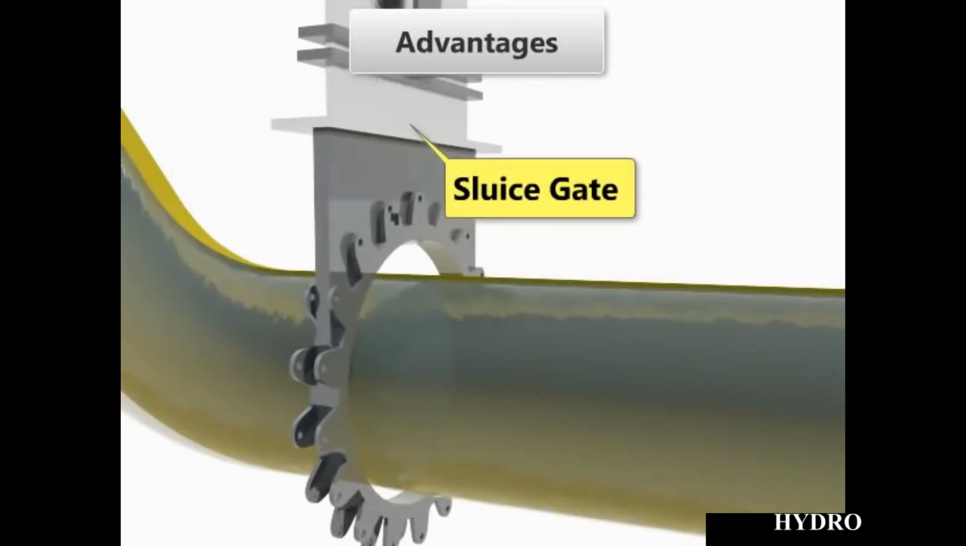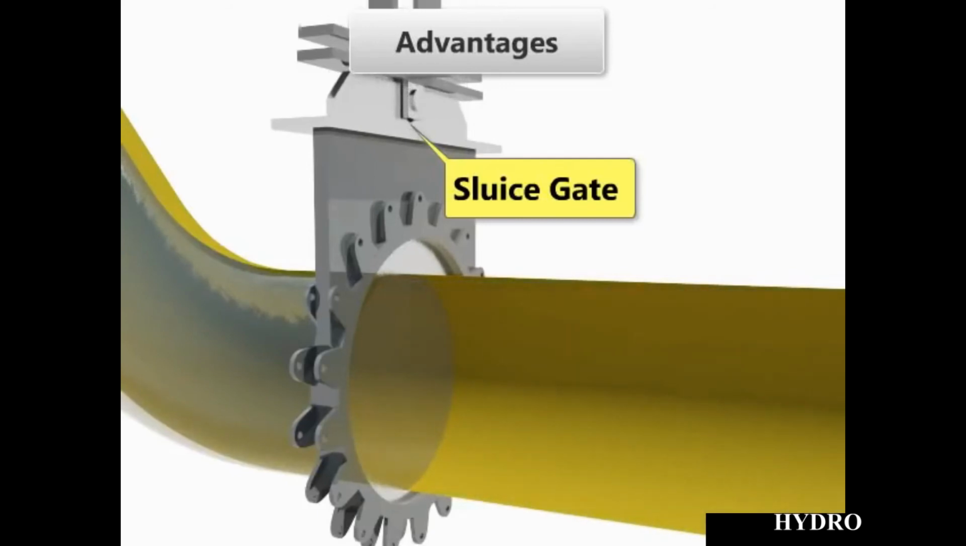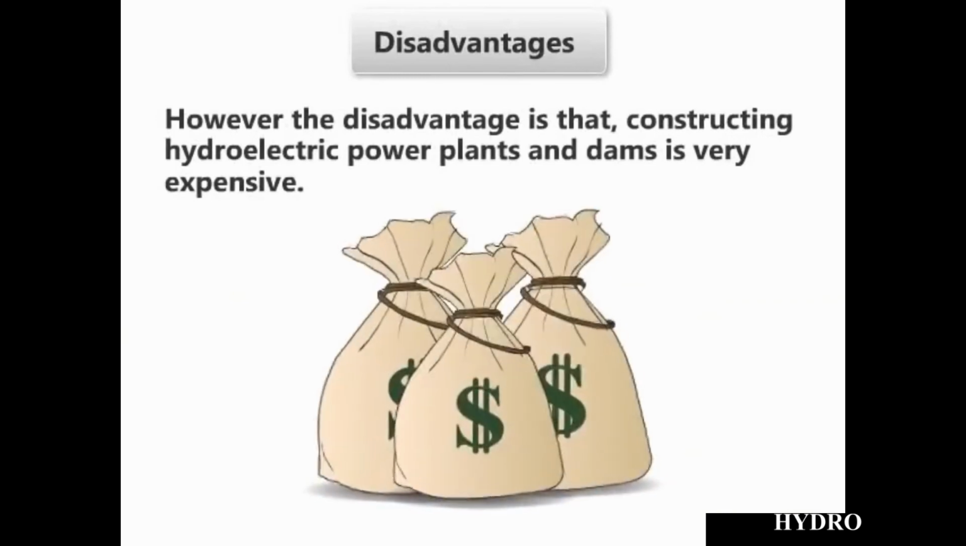Another advantage is that when electricity is not needed, the sluice gate is closed to stop the generation of electricity. It also allows storage of water to be used whenever necessary.